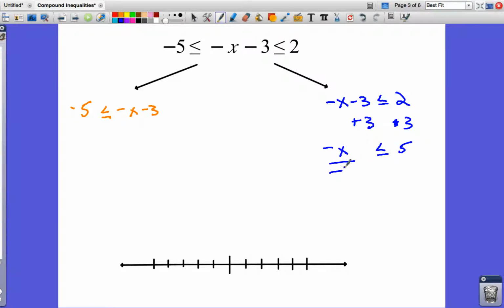Now, I just need to divide both sides by negative 1 because I can't have negative x. I want a positive x. So if I divide by a negative, negative divided by negative is positive x. But when I divide by a negative, we have to remember this rule. We have to switch the direction of our sign. And 5 divided by negative 1 is negative 5. So I have x is greater than or equal to negative 5.